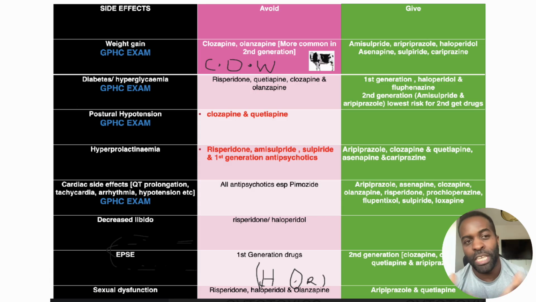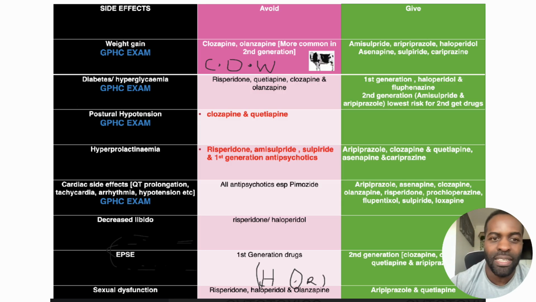So what I've done is I've put a table down for you. Everything in pink, in the middle column, is what you need to avoid for that specific side effect, whilst everything in green are the ones that you can give instead. So second question, if it's not a question on weight gain with antipsychotics, it may be a question on hyperglycemia or diabetes. Which antipsychotics are more likely to cause hyperglycemia? Risperidone, quetiapine, clozapine, and olanzapine.